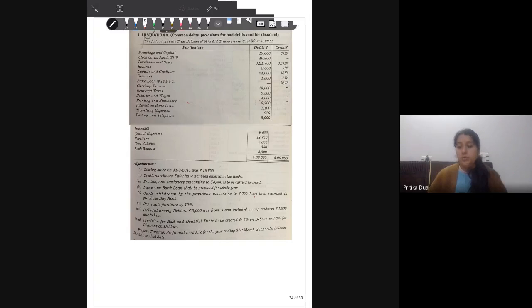So we now move to one question on the adjustments taken up. Take 5 minutes, read the question, start attempting the question. I'll give you 10 minutes, start attempting the question, and then we'll take up the solution. So everyone, the question is there on your slide. Start attempting the question.